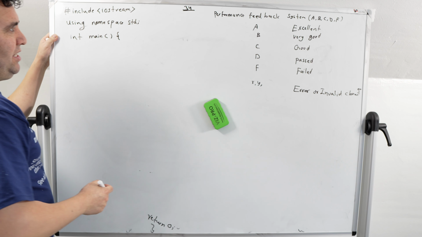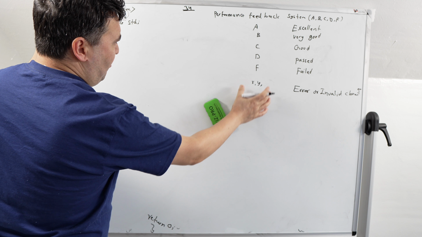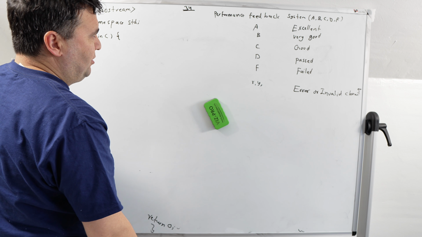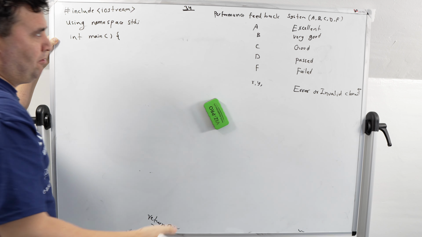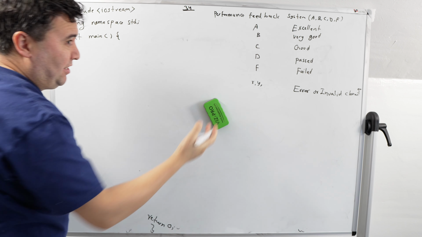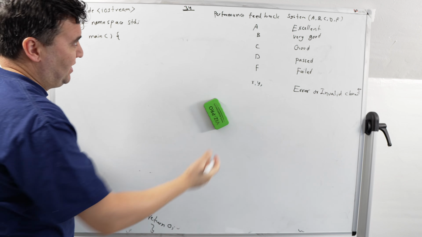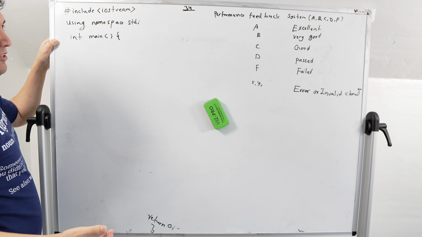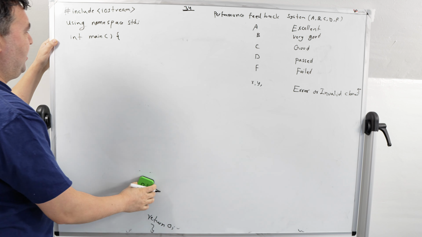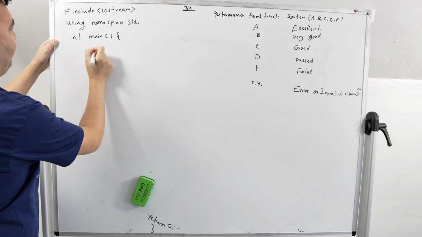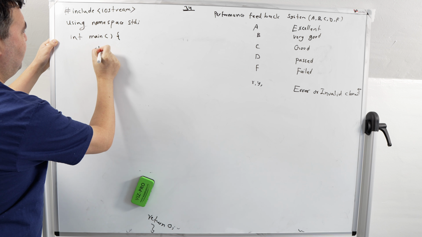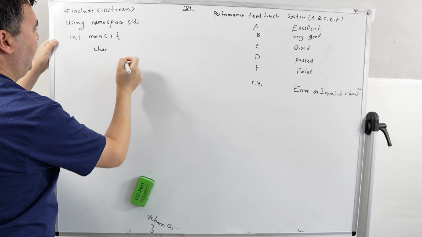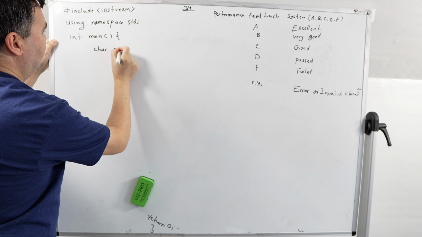Now, if you check our logic, we need to declare a variable of type character because we ask the user to enter a character. We need to store that character somewhere, and we can store it inside a variable. So I declare a variable char, and I name it grade, char grade.